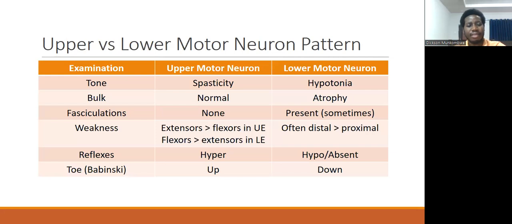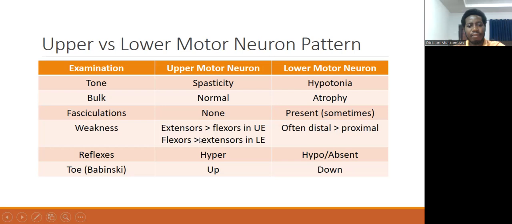So we go back to the same schema which we used in the earlier case, and this is a schema you should use with every patient who you do a motor exam. With the findings you find on the motor exam, you have to go through this in your mind every time. So this patient had spastic tone, his bulk was normal, he didn't have fasciculations, and his weakness pattern in the lower extremities, his flexors were weaker than the extensors, just as it states here.